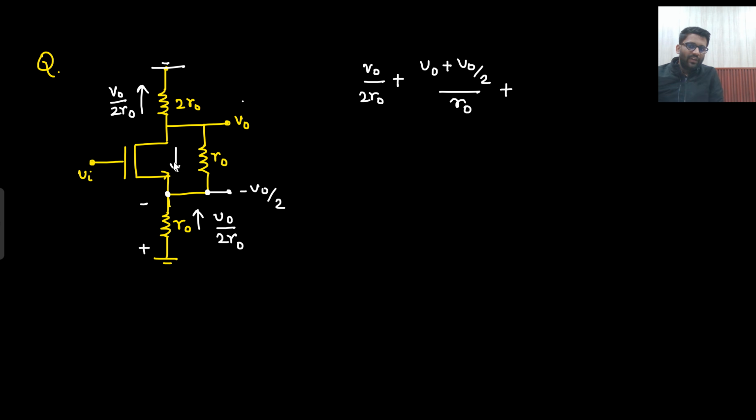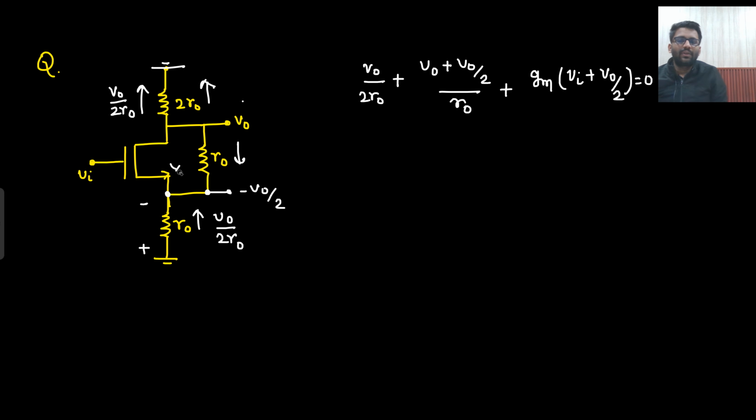Plus now from V0, there is another branch. That means this current also I need to tell. What is that current? At V0 you are having three branches. One current is this one, another current is this one, and this is the another current. So three branches will have three different currents: V0 by 2R0, V0 plus V0 by 2 divided by R0, and here in the MOS as well there is one current. What is that current? GM into V in plus V0 by 2, and that equals 0. Are you getting this point?